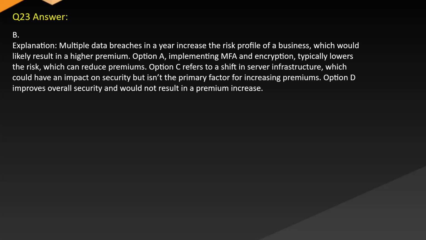Answer B. Explanation. Multiple data breaches in a year increase the risk profile of a business, which would likely result in a higher premium. Option A: implementing MFA and encryption typically lowers the risk, which can reduce premiums. Option C refers to a shift in server infrastructure, which can have an impact on security but isn't the primary factor for increasing premiums. Option D improves overall security and would not result in a premium increase.